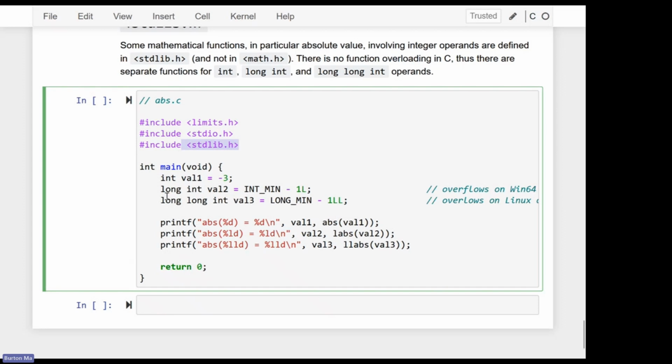If you have a long integer value and you would like to compute its absolute value, that's the labs function. If you have a long long integer value and you'd like to compute its absolute value, that's llabs. If you have a double floating point number, it's fabs. And if you have a float, I forget what the function is called. Because there's no function overloading, there are multiple versions of functions. Their names typically differ in a single letter. So if you're wondering why there is an abs, a labs, and an llabs, it's because there's no function overloading.